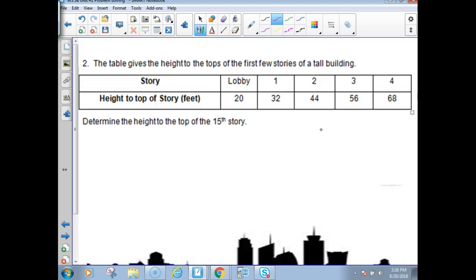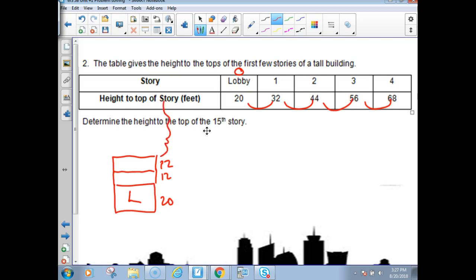Do you see any constant increase in here? Start looking at these numbers. But this is like the lobby, it doesn't count as one of the stories. But you got to include your lobby, don't you, on your building? So it's like you got your lobby, which is all fancy and 20 feet tall, and then the floors are just 12. Okay, so that's 12, that's 12, that's 20. So sometimes a model can help you think of your equation too. And we're just going to go up to the 15th story. But I don't want to just keep adding on 12, do you? And go out to 15?